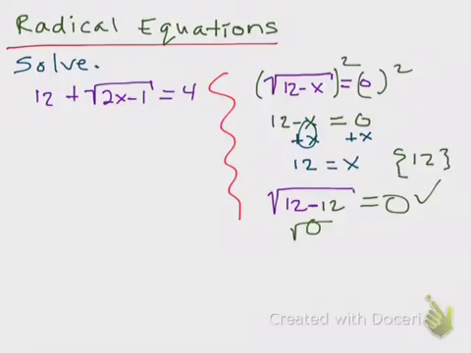Okay, now let's do the one on the left. First thing, isolate the radical. Well, I've got 12 added to the front of it, so I'm going to subtract 12 so that I've got everything on the other side that's not under that radical. So we've got rad, because that's gone, 2x minus 1 equals 4 minus 12. Well, that's negative 8.